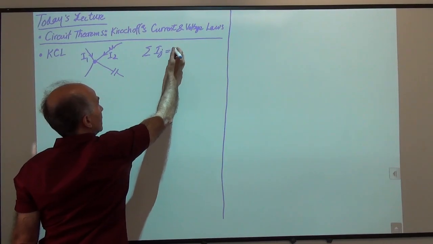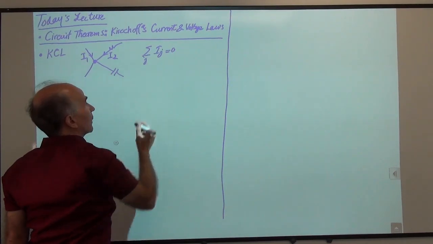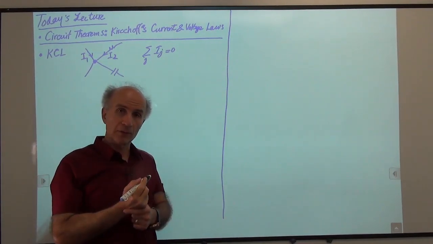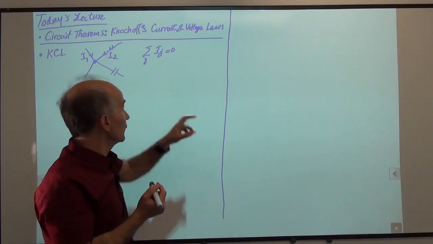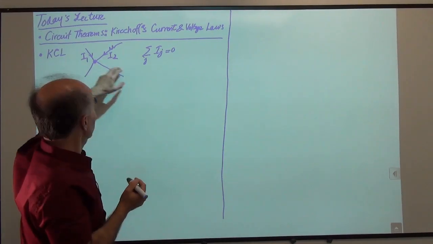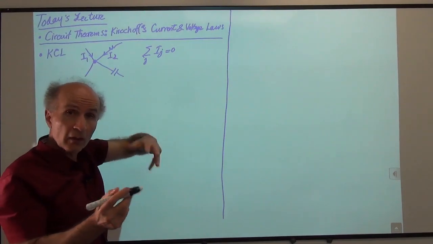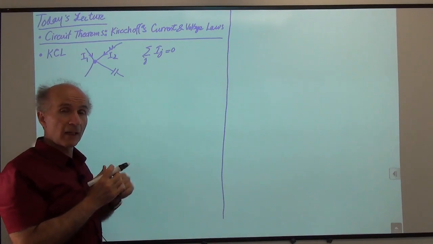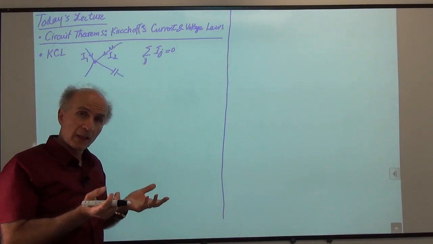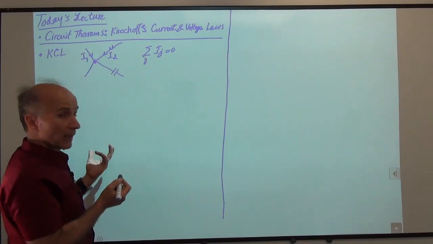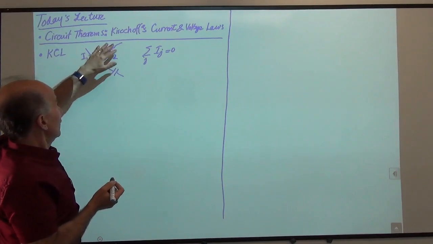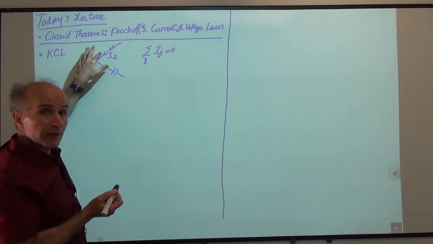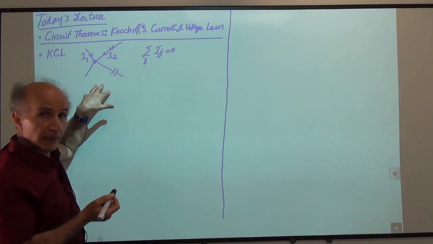This summation is on all of the branches that are terminated or connected to that node. We have to remember that this summation is true only if all of the currents are entering or all of the currents are leaving or exiting the node. Then we can say that's true. And it makes sense. Why? Well, if you think of a water analogy, all of the water molecules that are arriving here have to go somewhere. So some of these currents have to be positive, some of them have to be negative.